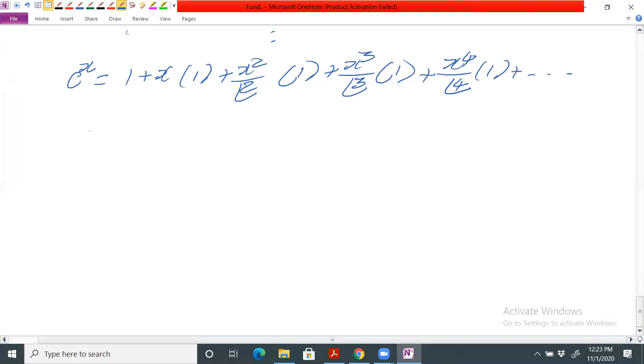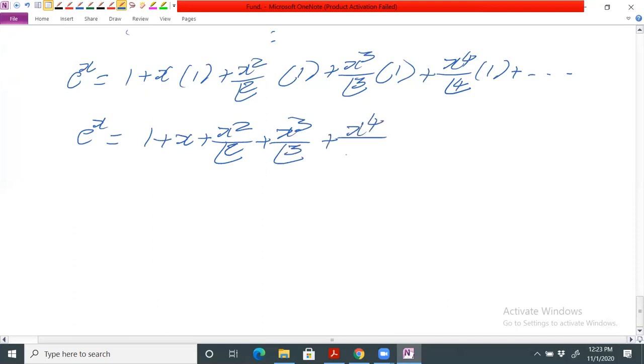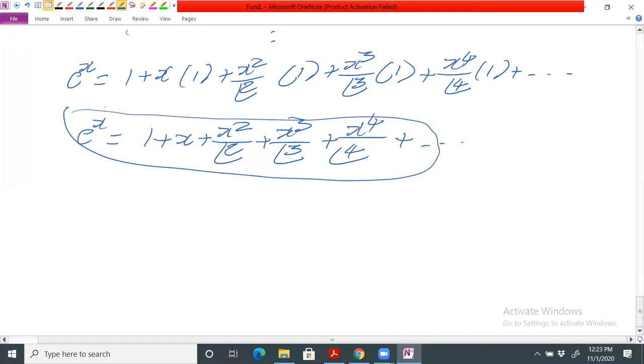Now on simplification we'll get e power x equals 1 plus x plus x square by factorial 2 plus x cube by factorial 3 plus x power 4 by factorial 4. But did we identify the fourth derivative? No, we didn't identify it, but still we are writing it. So this is the Maclaurin series expansion of the e power x function.